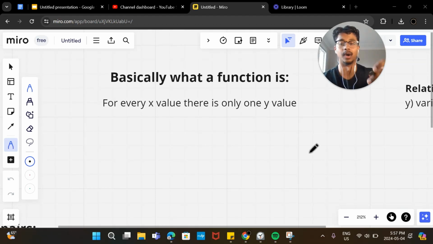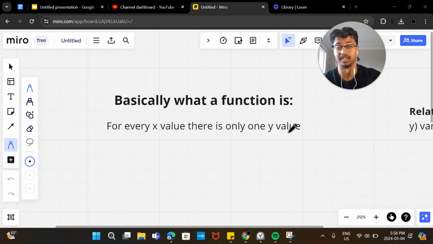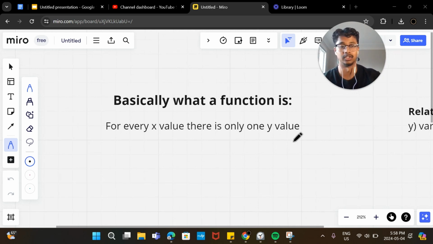Okay then guys, in this video I want to explain literally just what a function is, just like the absolute basics. So what is a function? A function basically means for every x value, there's only one y value. And basically anything that doesn't match this description is called a relation.